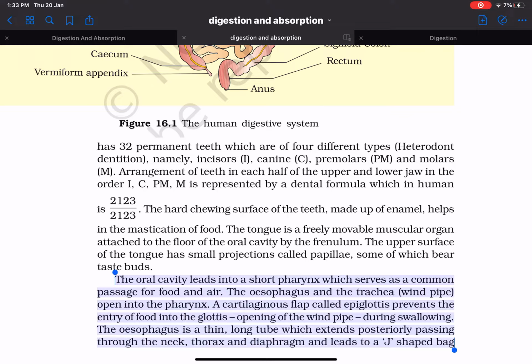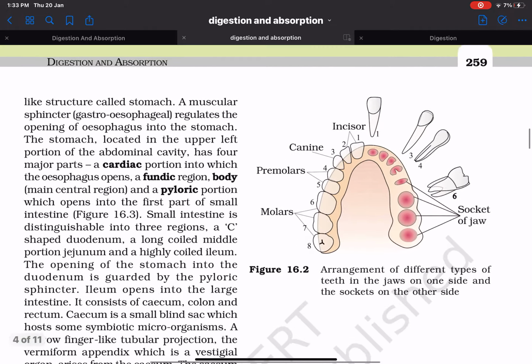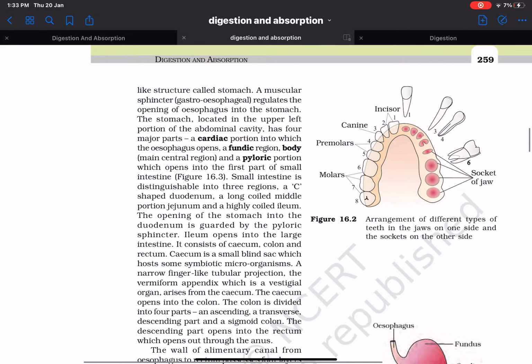The esophagus is a thin, long tube which extends posteriorly passing through the neck, thorax and diaphragm and leads to a J-shaped bag-like structure called stomach. A muscular sphincter, gastroesophageal, regulates the opening of esophagus into the stomach. The stomach, located in the upper left portion of the abdominal cavity, has 4 major parts: a cardiac portion into which the esophagus opens, a fundic region, body (main central region), and a pyloric portion which opens into the first part of small intestine. Figure 16.3.